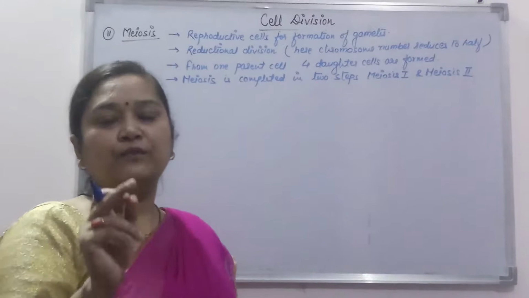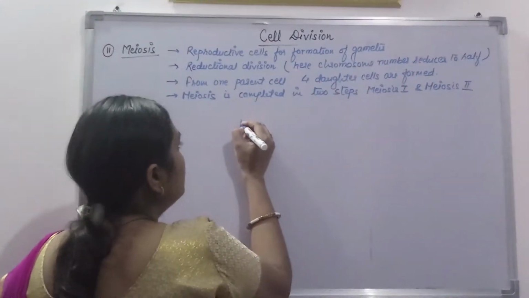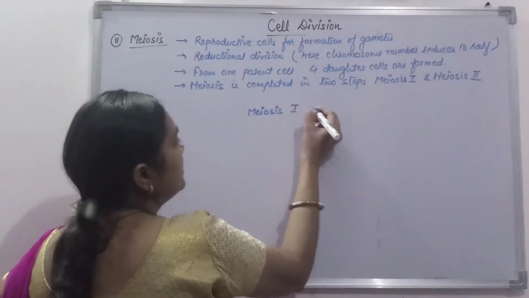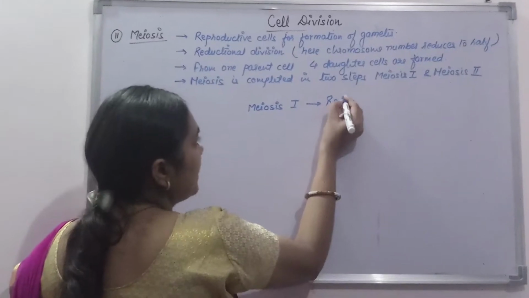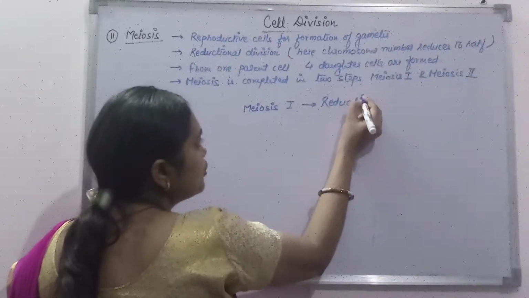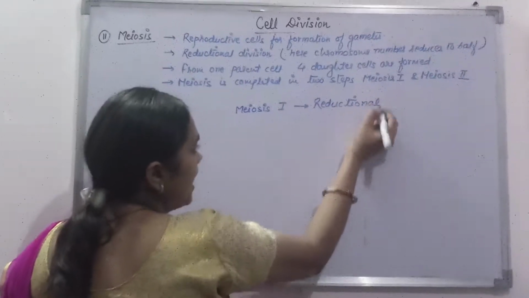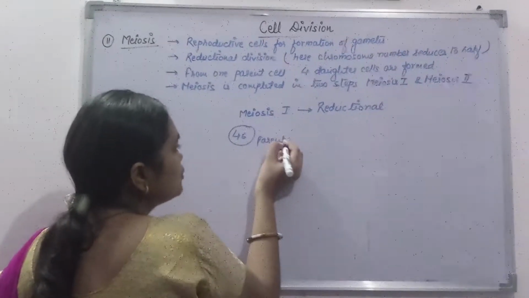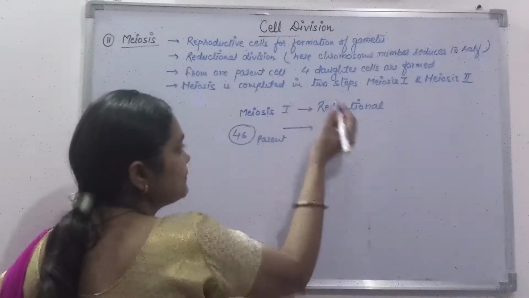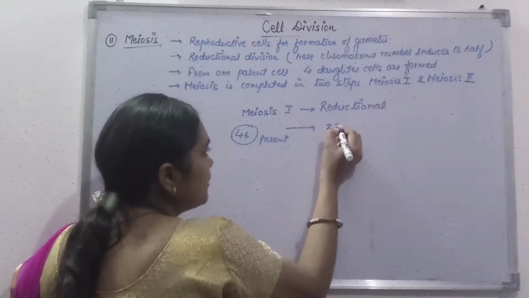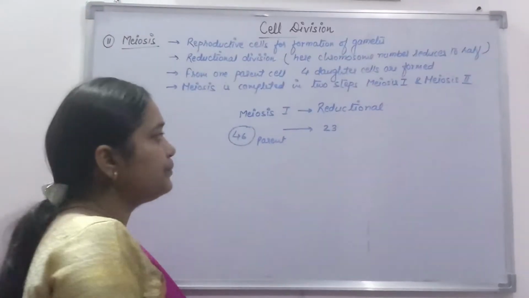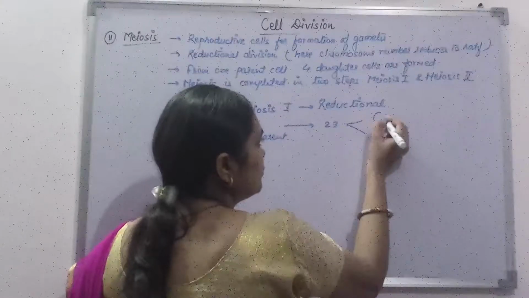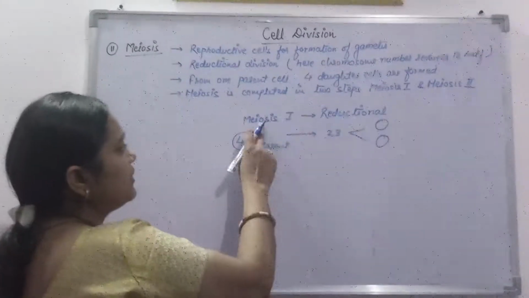Here I want to make one thing very clear. Meiosis 1 is the reductional division. Why reductional? Because the chromosome number reduces to half. If the parent has 46 chromosomes, after meiosis first, the chromosome number will be 23. And 2 daughter cells will be produced after meiosis first.